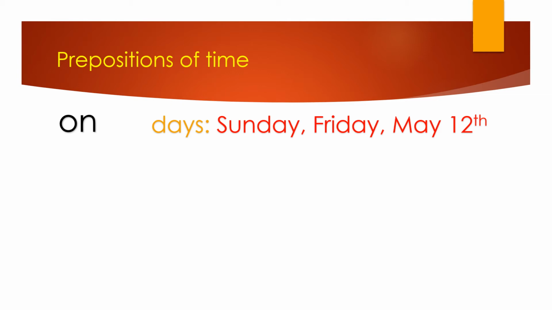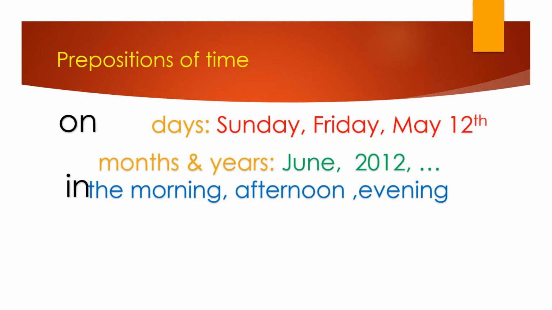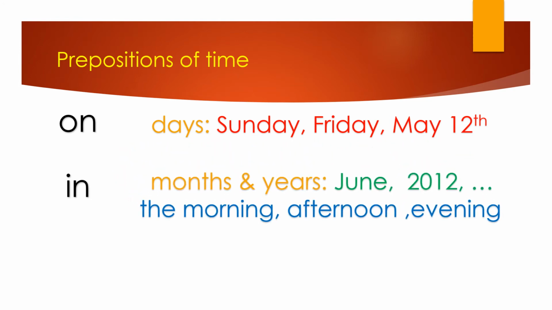The second preposition is in, and we use in before months and years. Months like June, July, August, September, December, and so on. Years like 2012, 2020, and so on. Also, we use in before parts of the day, like the morning, the afternoon, the evening. So we say in the morning, in the afternoon, in the evening.